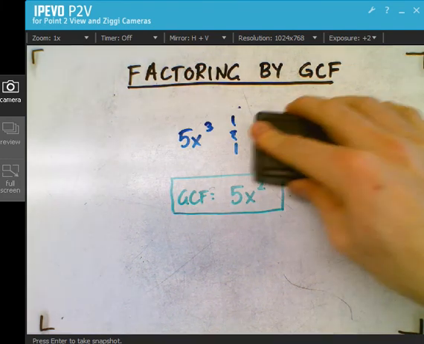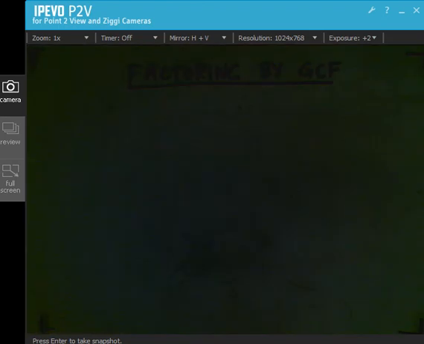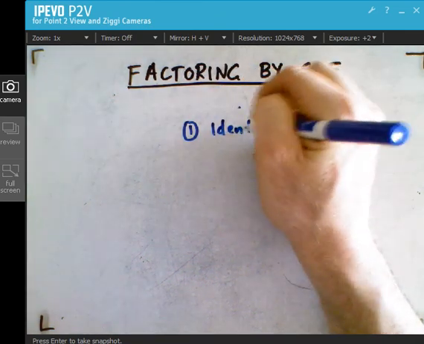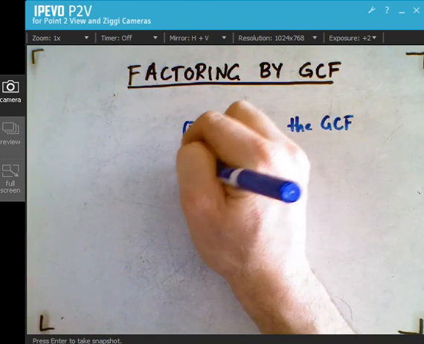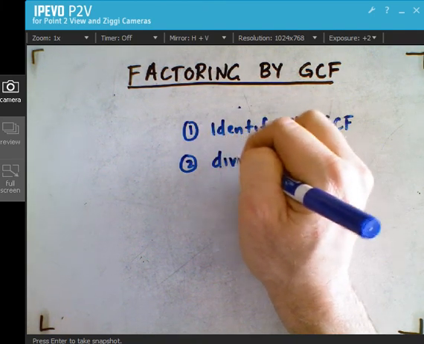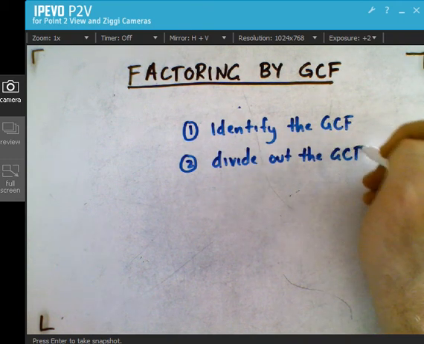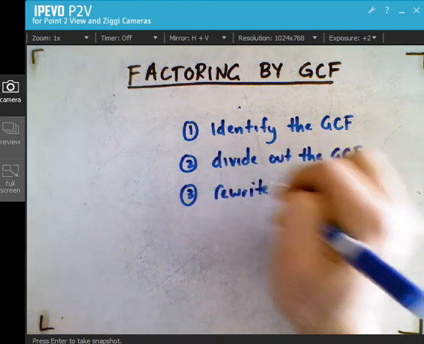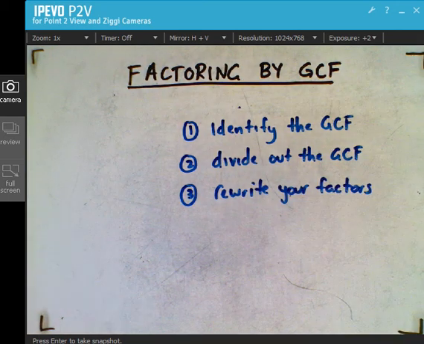So how does this apply to factoring? Well, you're going to follow the following 3 steps. I'm going to give you a polynomial, and your job is going to be step 1, identify the greatest common factor. Step 2, divide out the greatest common factor. And then step 3 is going to be to rewrite your factors. So those are going to be our 3 steps.